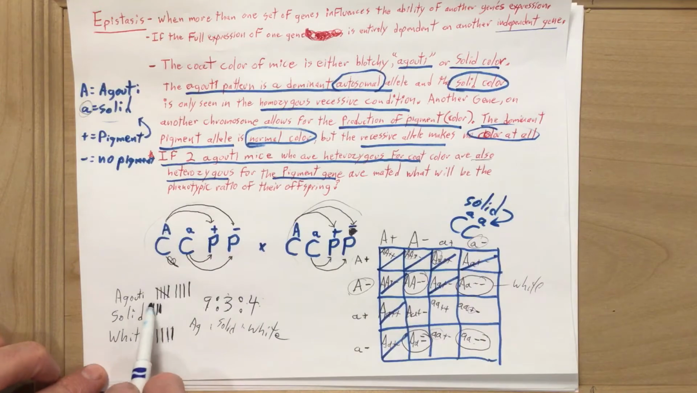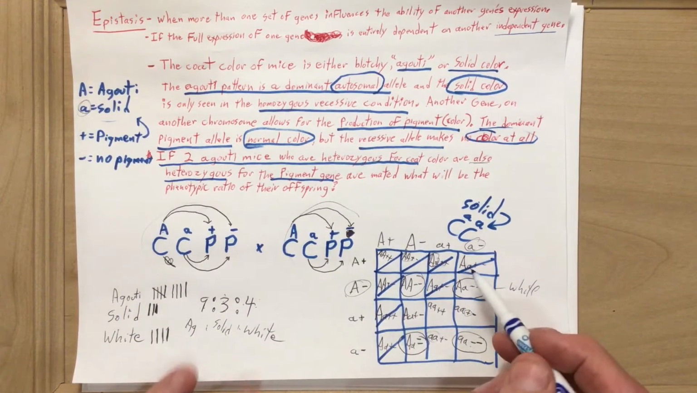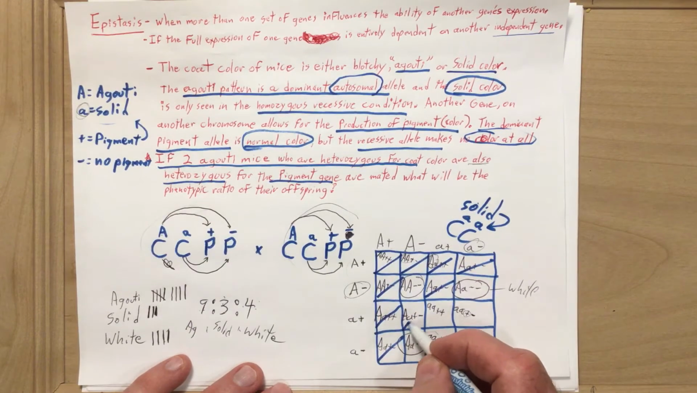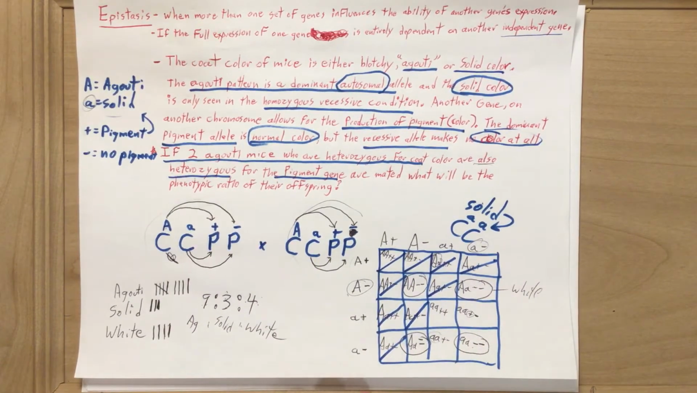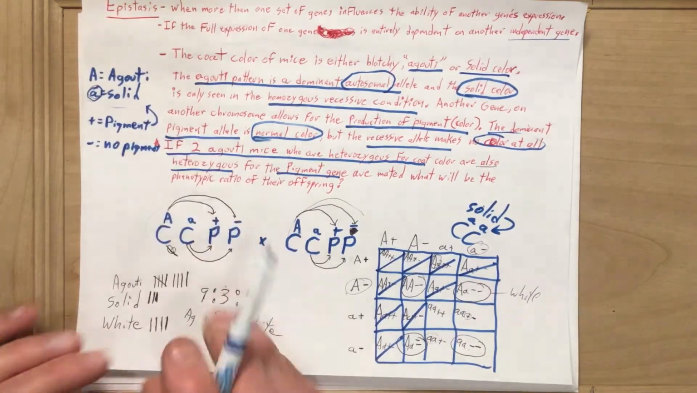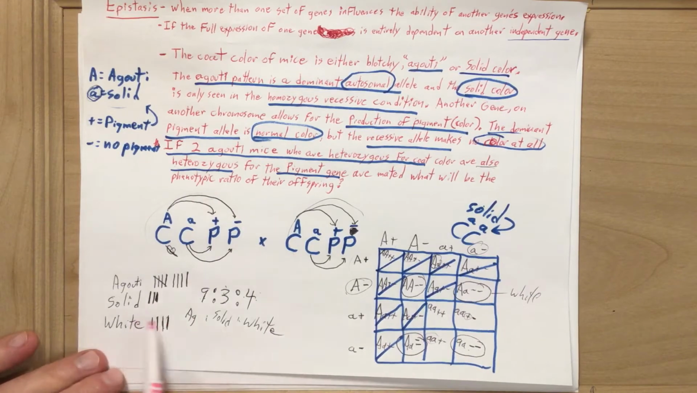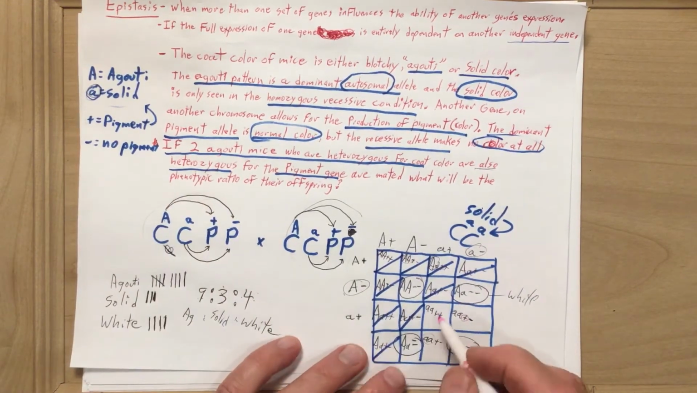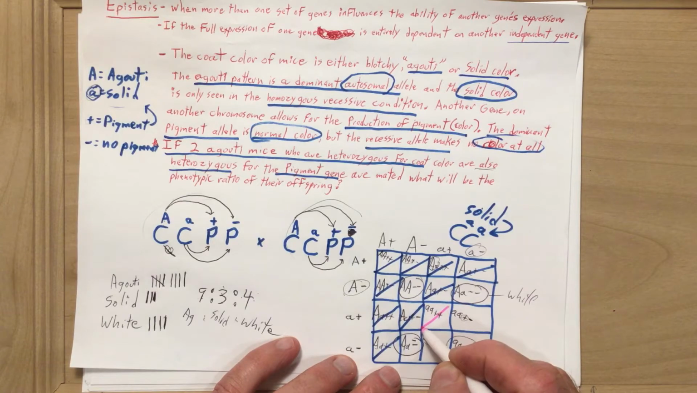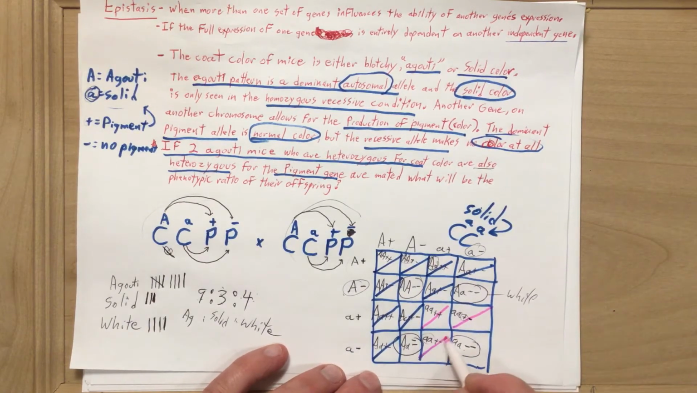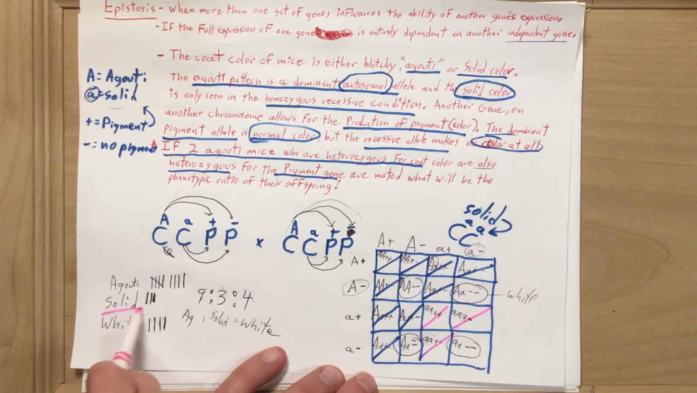So I counted those up, and those are 9, right? 1, 2, 3, 4, 5, 6, 7, 8. Oh, I missed one. 9. There's 9 of those. And then any animal that is little a is a solid animal, but it also has to have the plus or it can't make any pigment at all. All right? So those solid ones that have the plus are this one, that's solid, it can make pigment, and this one. And so all 3 of those are solids.